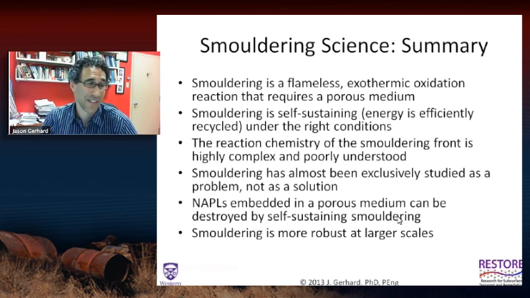So that's exciting. NAPLs embedded in a porous medium can be destroyed by self-sustaining smoldering, as we've shown in our proof of concept experiments. And so it's very fortuitous, it's very useful that NAPLs happen to be embedded in a porous medium, because that is a fundamental necessity for smoldering to occur. And finally, as I mentioned, we expect smoldering to get more and more robust at the larger scales as it gets upscaled, which is good news for field applications.